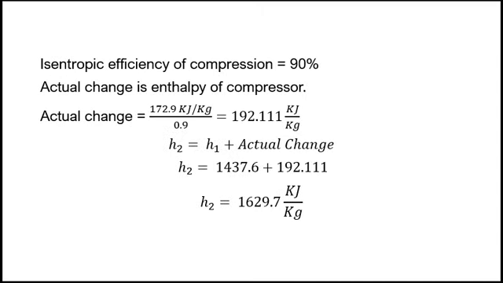But from the question we know that the isentropic compression is not 100% efficient, and the efficiency is 90%. So we can find the actual change in enthalpy of the compressor. The actual change is the ideal change divided by the efficiency, that is 172.9 over 0.9, which is 192.111 kilojoules per kilogram. So finally, H2 is equal to H1 plus the actual change, and H2 is 1629.7 kilojoules per kilogram.